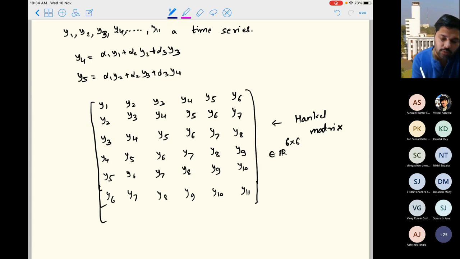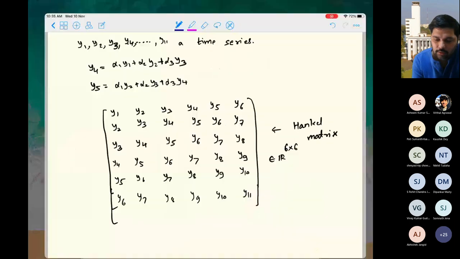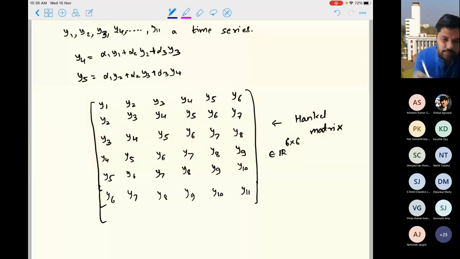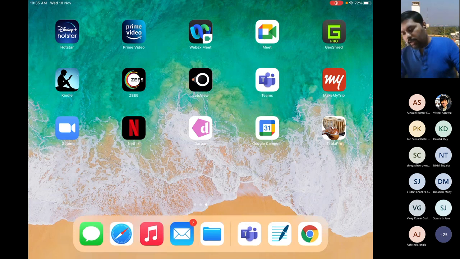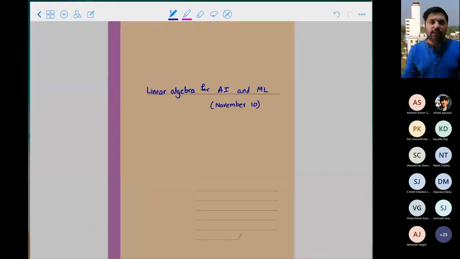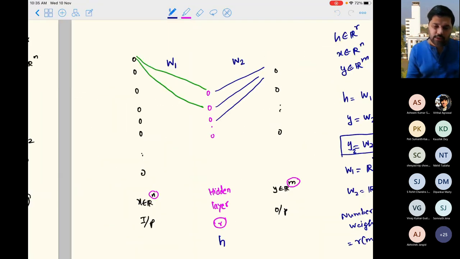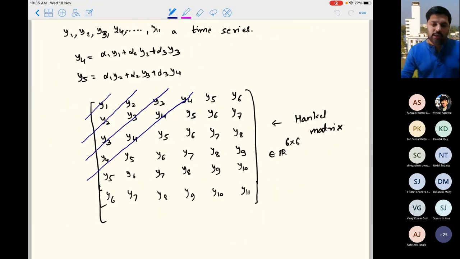I say you observe the following. You consider this first column, multiply the first column by alpha 1. Okay, there is some problem with this. Let me restart again. I hope it is okay. So you look at the first column of this matrix. Multiply the first column with alpha 1, multiply the second column with alpha 2, multiply the third column with alpha 3, and add them up together.